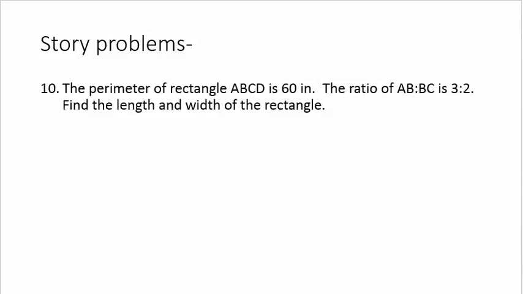The perimeter of a rectangle ABCD is 60 inches. The ratio of AB to BC is 3 to 2. Find the length and the width of the rectangle.